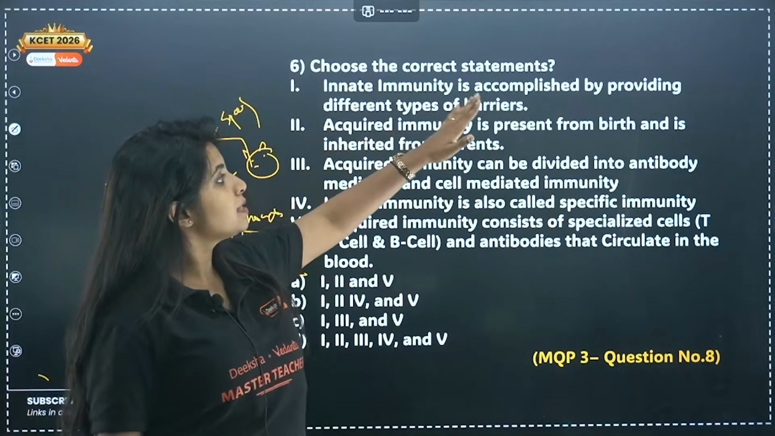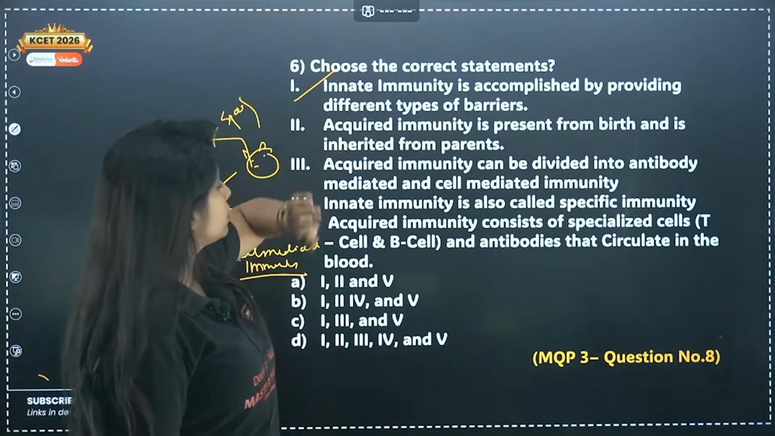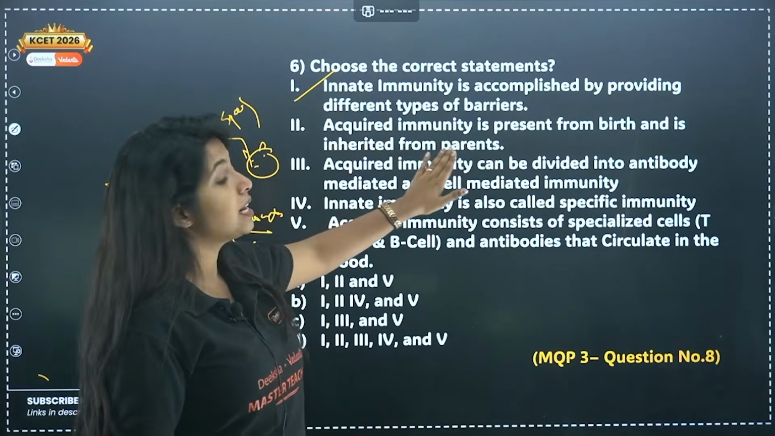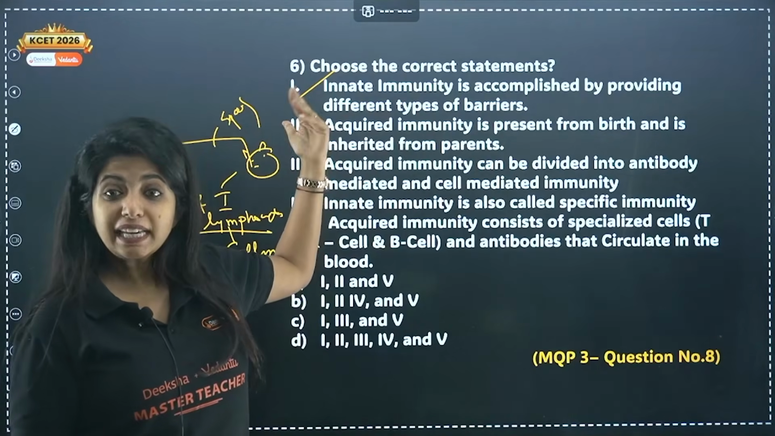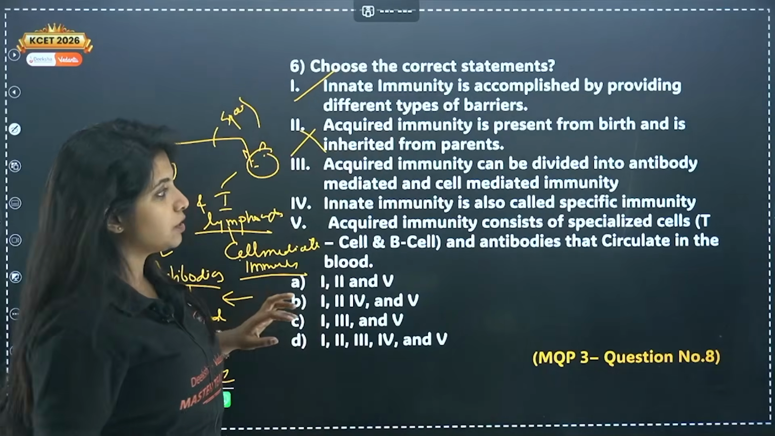So innate immunity is accomplished by providing different types of barriers. Yes, there are 4 barriers, so this particular statement is correct. Acquired immunity is present from birth and is inherited from the parents. Is it present from birth and do we inherit it from our parents? No, it is not present from birth.